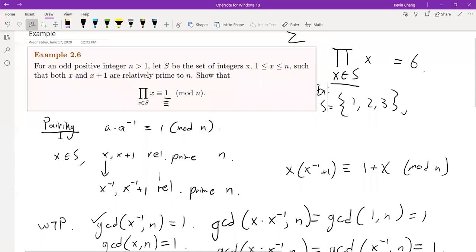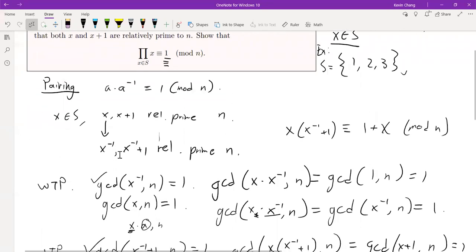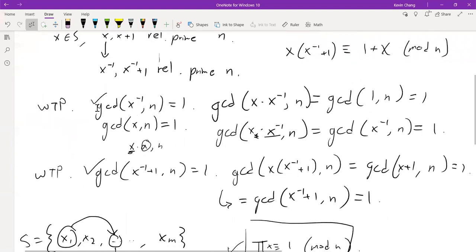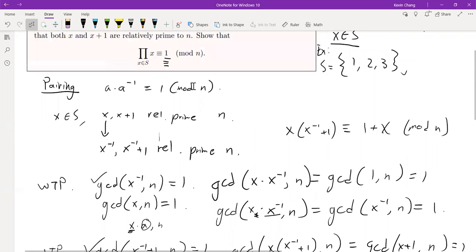Once we know perhaps how to approach the problem, next we can start looking at what we have to prove in order to show that we can do this. And in that case, all we had to do was show that x to the minus 1 and x to the minus 1 plus 1, that both of these numbers are actually relatively prime to n as well. And by doing that, we show that we can use this pairing strategy.